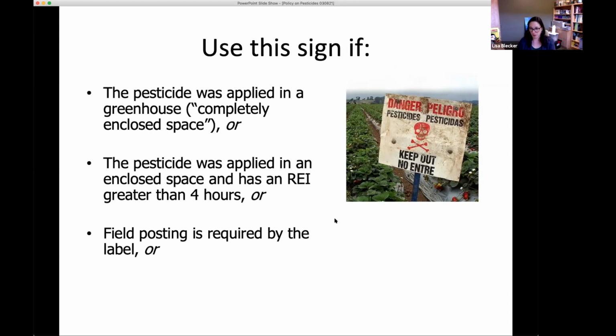Well, if the label requires posting, like we saw in the previous slide, obviously you have to post this sign during the restricted entry interval. And then there's this other thing. If the REI on the label is greater than 48 hours, you have to post a sign. So sometimes more than one of these things is true. It's true, not correct. So if any of these things are true, you have to post this sign.